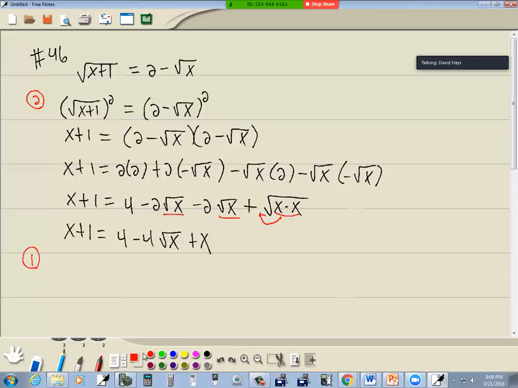Okay, I'm going to take this negative 4 square root of x to the left side. Now I'll take both of these over to the right side. You take anything across your equals, your sign changes. So the negative 4 square root of x becomes a positive 4 square root of x. And this x and this plus 4 are still here. I take this x over, it becomes a negative x. I take this 1 over, it becomes a negative 1. Now x minus x drops away. 4 minus 1 is 3.